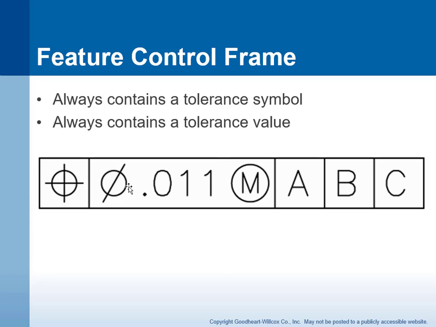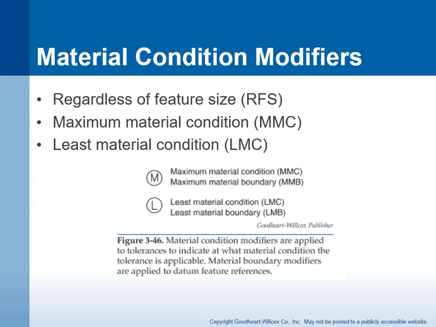There are other components in this one. Here's the shape of the tolerance zone, and these are datums over here, and this is an MMC modifier, but we're going to be talking about all of that in future chapters. And this one introduces you to what the modifiers are. So a circle with an M in it stands for maximum material condition if it's used in a tolerance, and it stands for maximum material boundary if it's used in a datum reference. And L is the least material condition. And again, we're just introducing this here. We'll be talking about this extensively in this course.